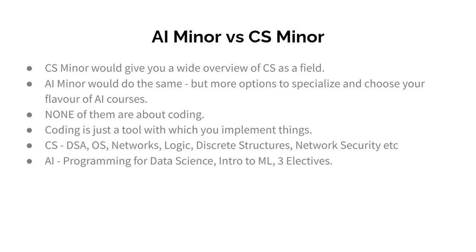And of course, none of the courses in the minor are about coding per se. Coding is just a tool with which you implement your algorithms, your logic, or you perform computations or calculations. DS203 is one course in which they teach you all the programming tools and technologies which you need to be familiar with to be a good machine learning engineer. But none of the other courses are about programming or coding in general, or even the CS minor courses. You are expected to learn the programming languages by yourselves. Yeah, and the AI minor is about programming for data science, intro to ML, and three electives. Cool.